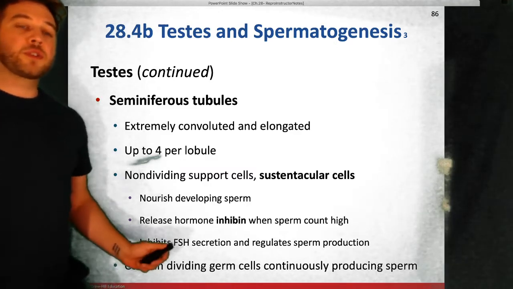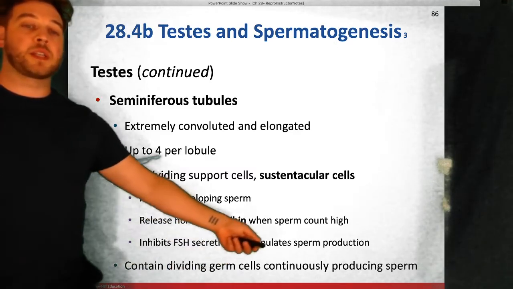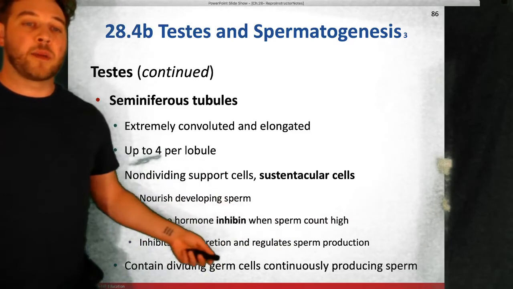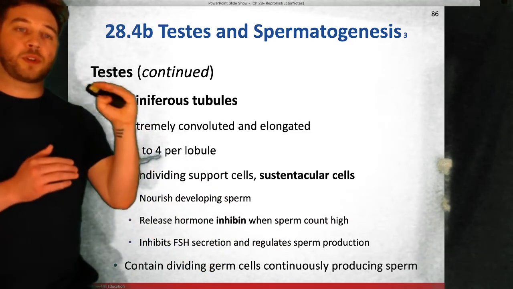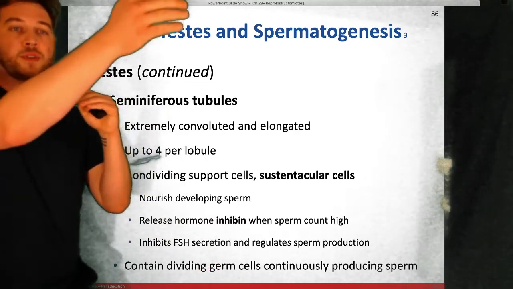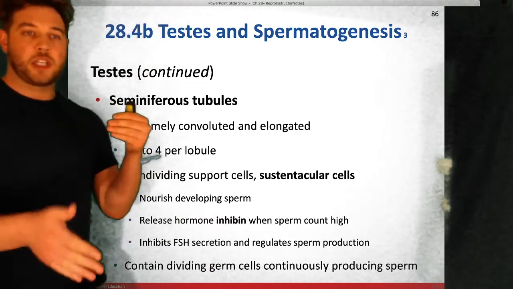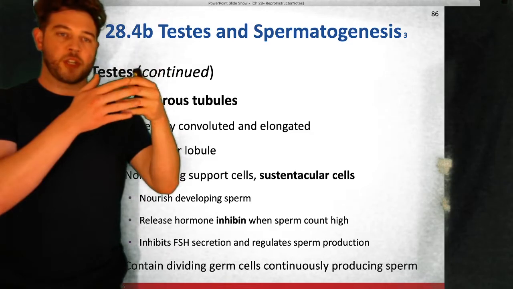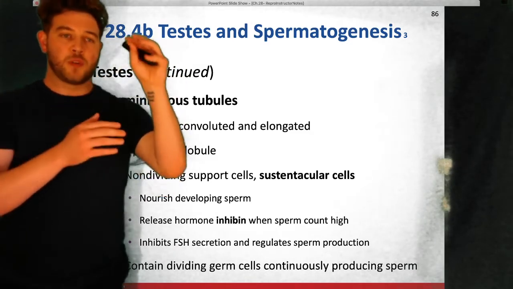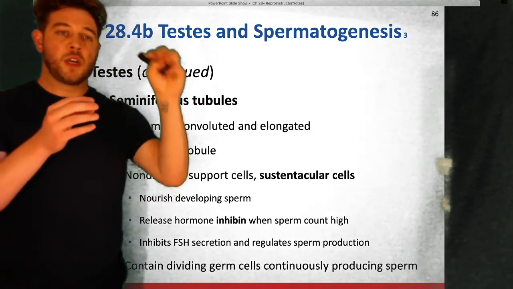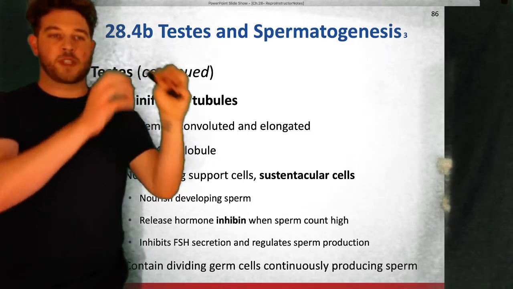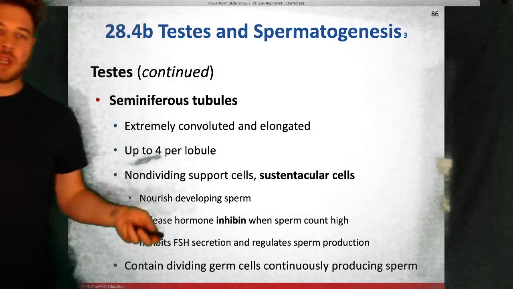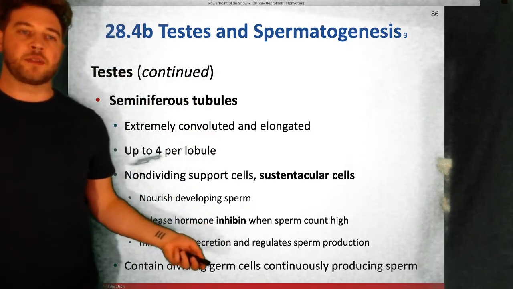The seminiferous tubules contain your dividing germ cells continuously producing sperm. Remember, a germ cell is always a cell that will stay the same and produce progeny. So let's say it splits through a mitotic division. You have one germ cell that splits into 2. One of those will remain a germ cell, and that second one will go on to continue. That germ cell will continue dividing. So technically your germ cell level never drops.